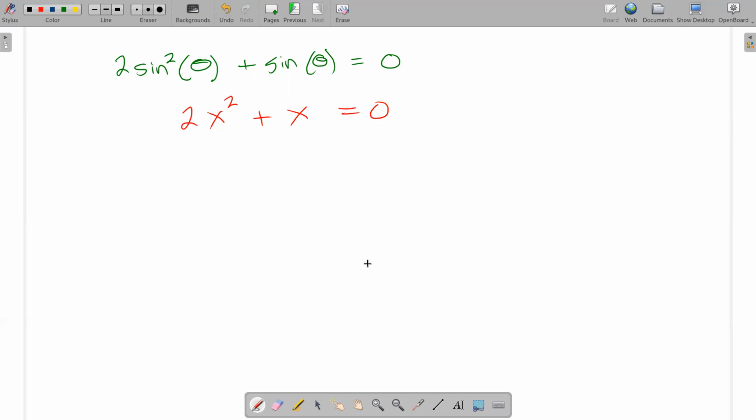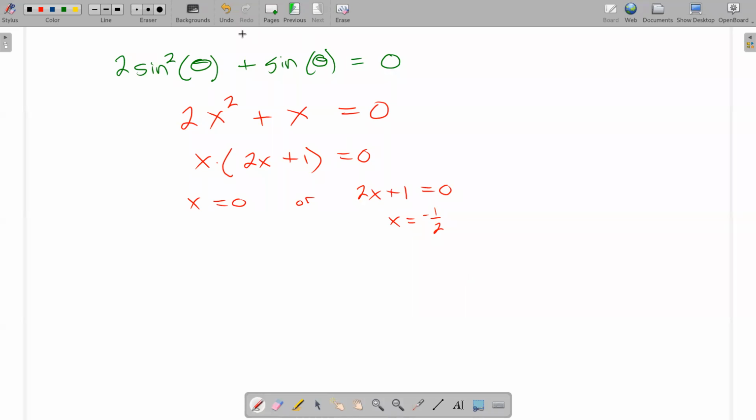These are very similar. Here I'm just saying, instead of the sine of theta, let's just call it x. If I had to solve 2x squared plus x equals 0, I would factor this or use the quadratic formula. I'm going to factor it. I can factor an x out. That's going to leave 2x plus 1 equals 0. Then we have what's called the zero product rule, which says if you have a product equal to 0, you can break it down into each factor equal to 0. So one solution would be x equals 0. The other solution would be 2x plus 1 equals 0. Subtract 1, divide by 2. x equals negative 1/2.